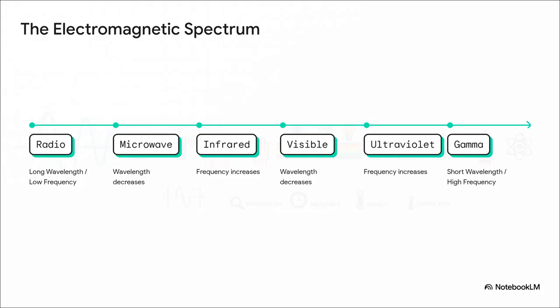And here is the whole family all lined up. Over on the left, we've got radio waves with their really long wavelengths and low frequency. But as we move across to the right, you can see the wavelength gets shorter and shorter, and the frequency gets higher and higher. This relationship is a super important takeaway. As the wavelength goes down, the frequency goes up. It's kind of like skipping ropes.